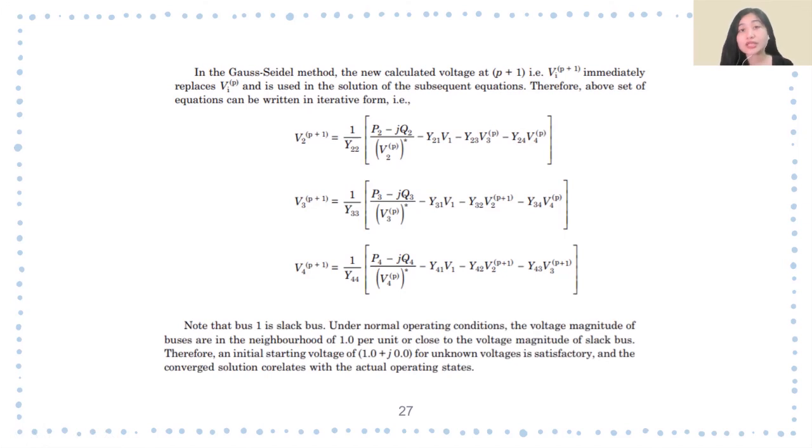Then lastly, we have to take note, sabi nga natin paulit-ulit, our bus 1 as our slack bus, because under normal operating conditions, the voltage magnitude of the buses are in the neighborhood of 1 per unit or close to the voltage magnitude of the slack bus. Okay, so therefore, an initial starting voltage of 1 plus j0 for the unknown voltages is known to be satisfactory, and the converged solution correlates with our actual operating state. So that is the important reason on why we have to remember that our first bus here is known to be a slack bus.